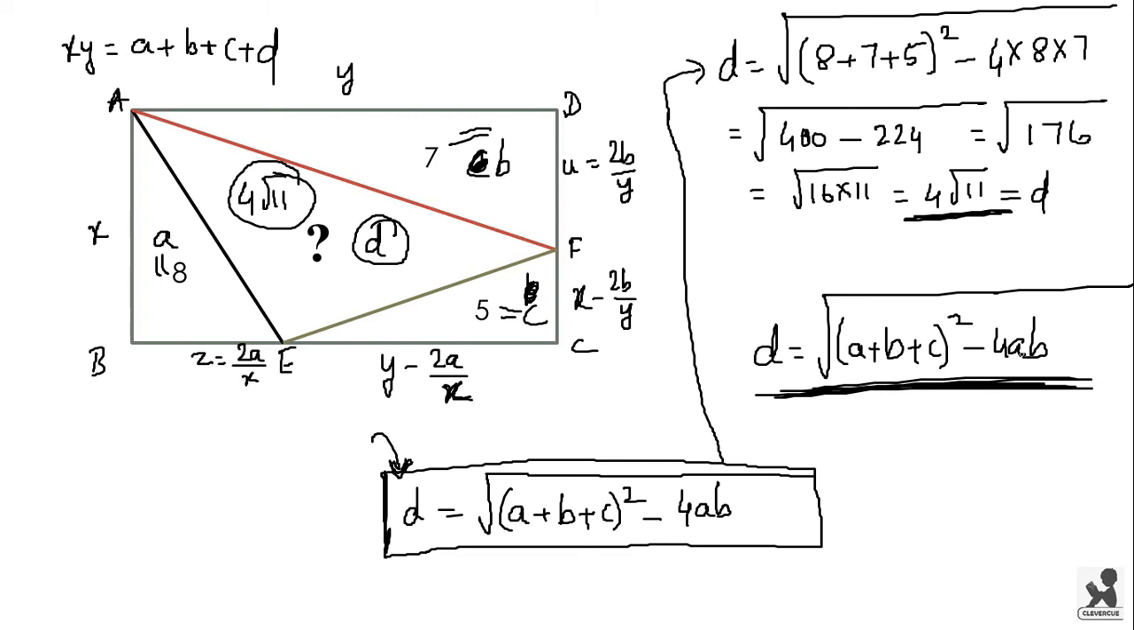If you get confused with these terms, a and b are the adjacent triangles which are connected with one vertex over here, that is point A. So you can remember it in that way. This is the formula.